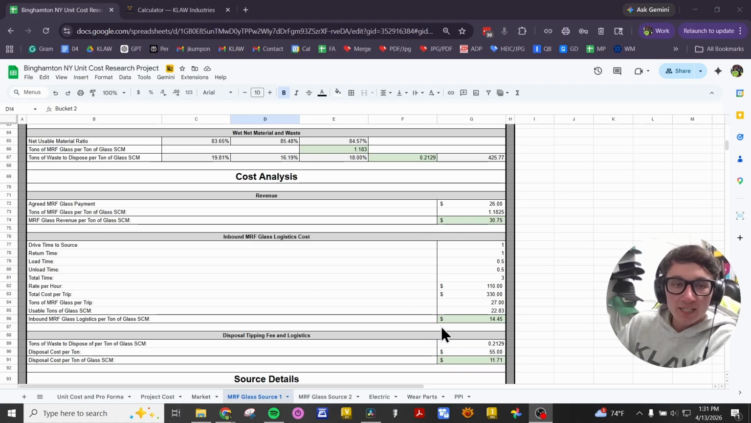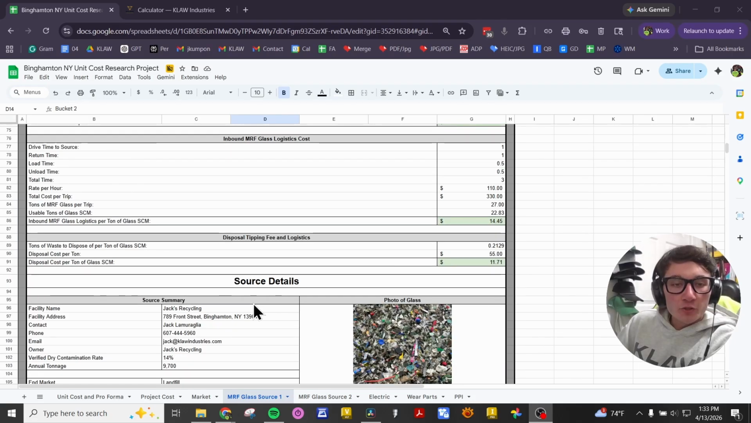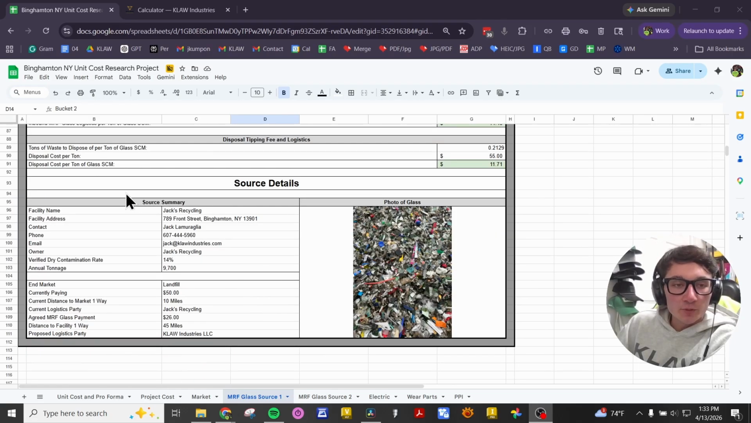We then have an assessment on the inbound MRF glass logistics costs. In this example, we're doing it internally, so we have a good rate per hour on transporting this material. And then we have our disposal tipping fee and logistics. In this example, we say that it's $55 per ton, including logistics to transport this material and dispose of it. And finally, we have the source details. This is a high-level summary of that market research information, as well as the verified numbers from doing this contamination report and a photo of the glass generated at this facility.